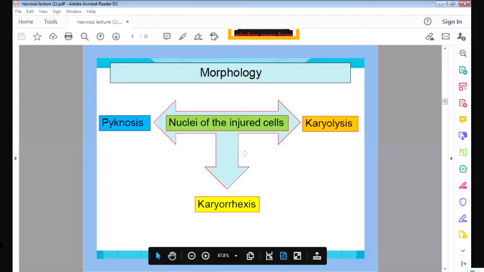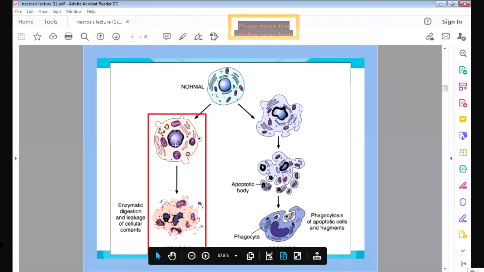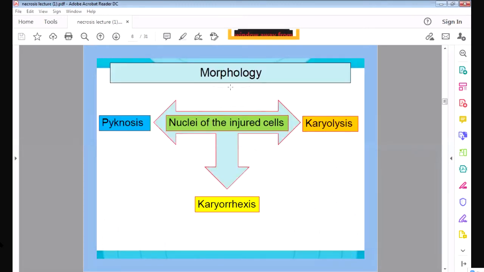Now see what happens to the nucleus. This is the most important part. This is the cell, this is the nucleus, this is the cytoplasm. In the cytoplasm we have mitochondria, endoplasmic reticulum, and many organelles, but in the center there is the nucleus. So what will happen to the nucleus if the cell dies?